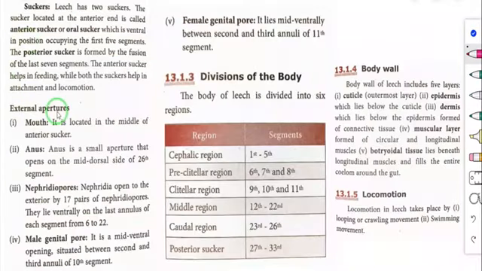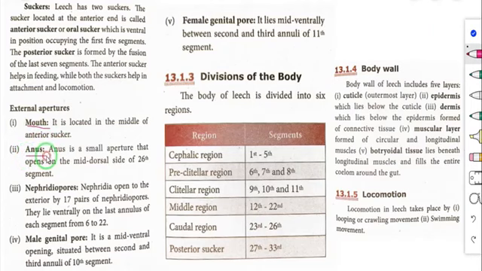External apertures. External means outside. Aperture means opening. So, outside openings. Number 1, the first one is the mouth. It is located in the middle of the anterior sucker. The anterior sucker is located in the first 5 segments, so the mouth is present in the middle of it.